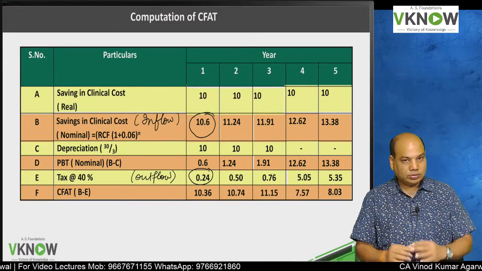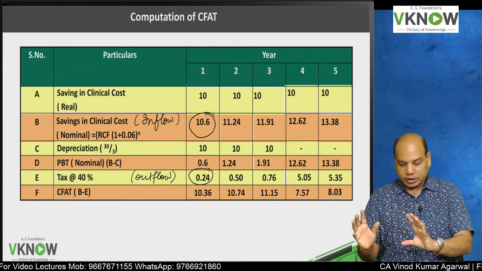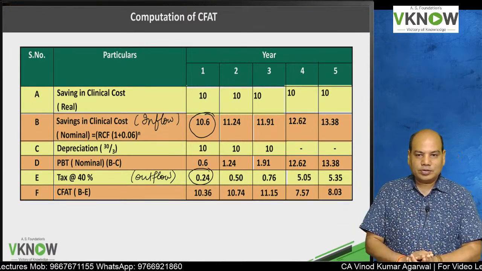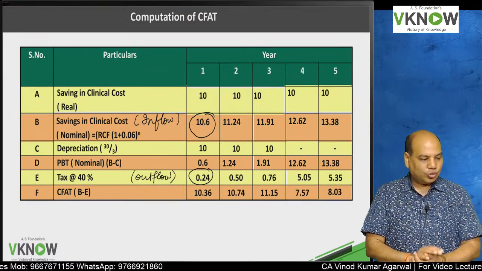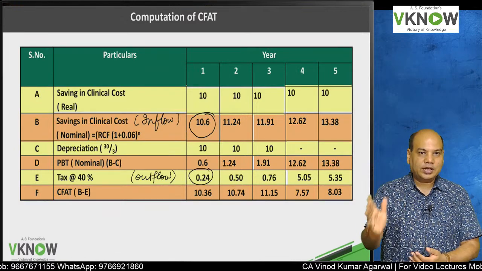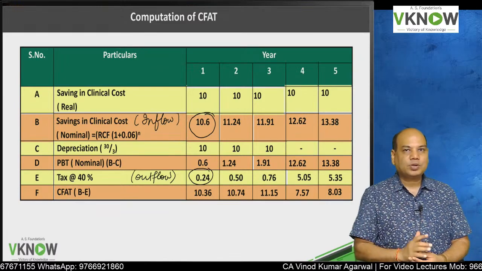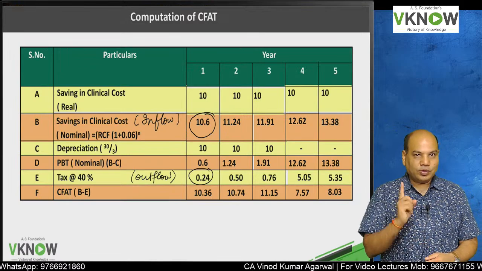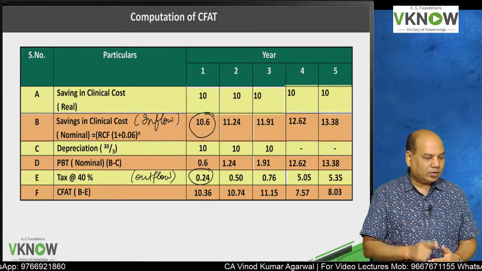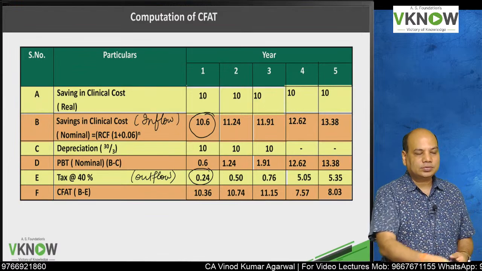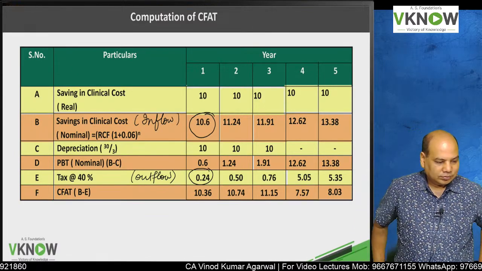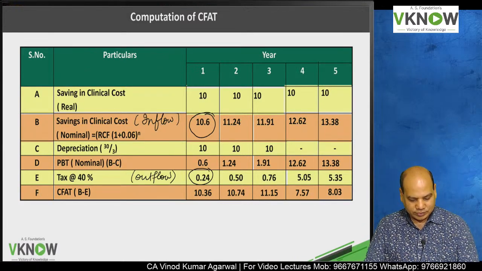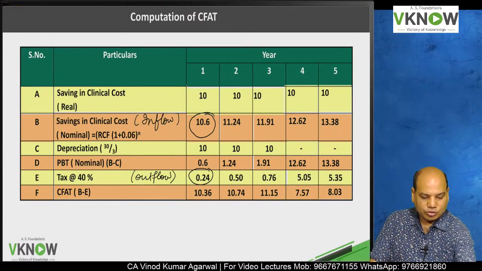So what do I do now? This time I will not do it. You will do it. Take these 5 CFAT numbers to the main page. Put them there. Use the factor. Find the NPV. If NPV is positive, you will accept the project. So I'll give you 1 minute to complete NPV. 1 minute starts now.